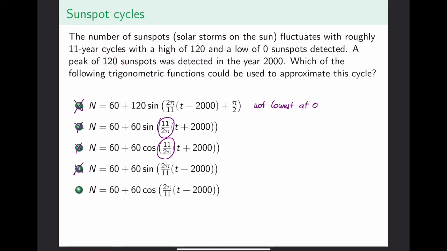And just to be on the safe side and actually check to see whether this even works at all, just because it's the last option doesn't mean that it's viable, cosine of 0 is going to be 1. So I'm going to end up with 60 plus 60, which is 120. So given all of the information that we do have, I can see that this last value indeed matches my information.